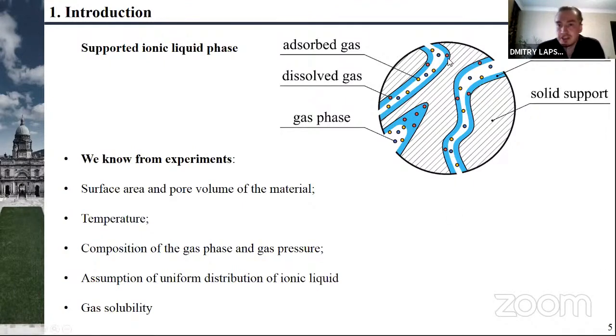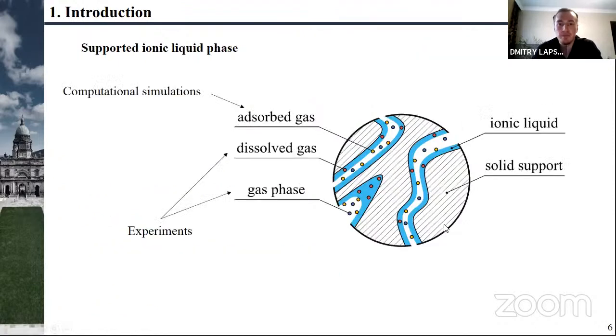So imagine the following situation. We have a material that looks like this. So we have a thin film of ionic liquid deposited on the surface of a porous material. And from experiments, we can measure the surface area of this material, its pore volume. We also know temperature, gas composition, or pressure. We can assume that the liquid phase is uniformly distributed inside pores. And essentially the question that we need to answer is, what can we say about adsorption in this material?